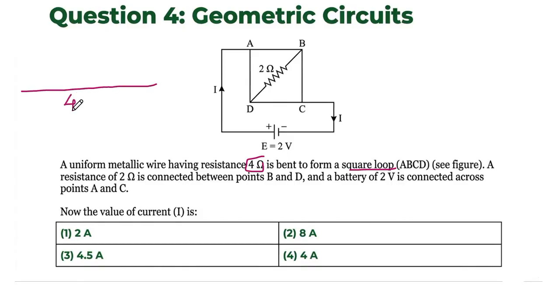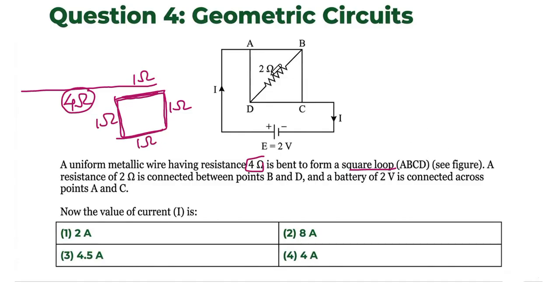So one wire is there. The total resistance of the wire is 4 ohm. Now if we are bending it into a square loop, we know that a square has all sides equal. So if we bend this full wire of resistance 4 ohm into equal sides, this resistance will divide into four parts and all these four parts are equal. So the resistance of all four parts is 1 ohm, 1 ohm, 1 ohm and 1 ohm each.